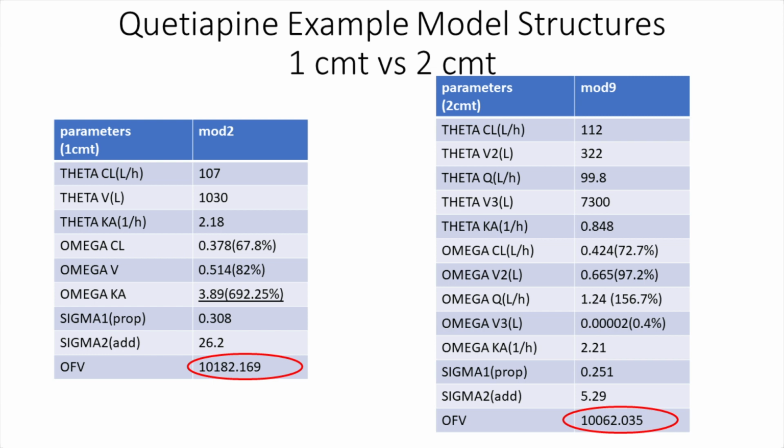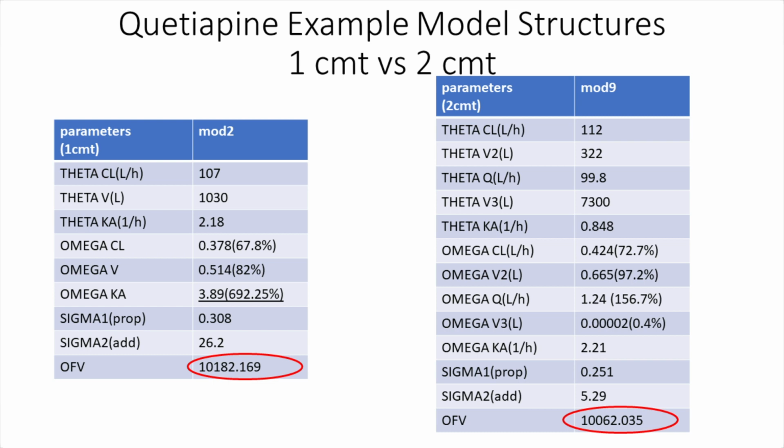And then we have our residual unexplained variability. These are the sigma values. And at the very bottom, we have our OFV, the objective function value. And you can see for the one compartment model, this is the value of 10182.169.